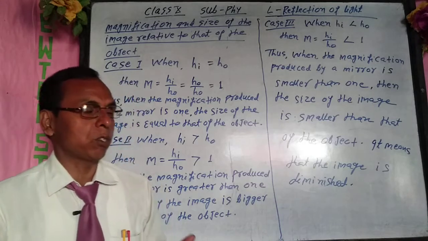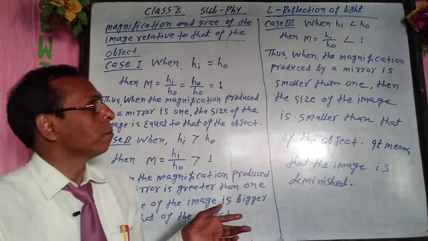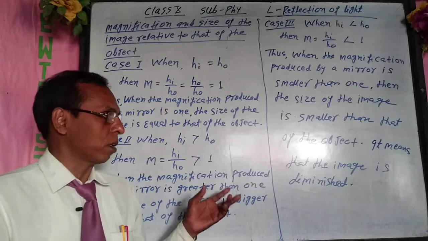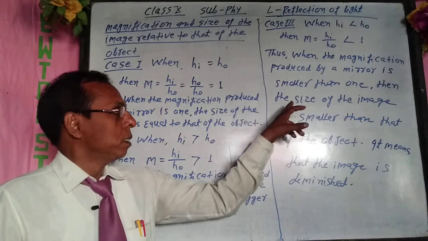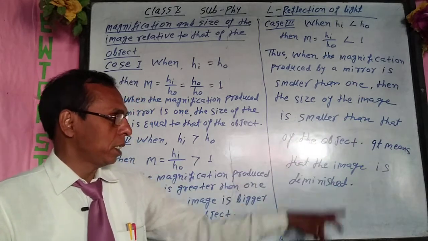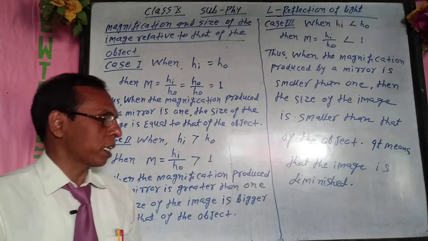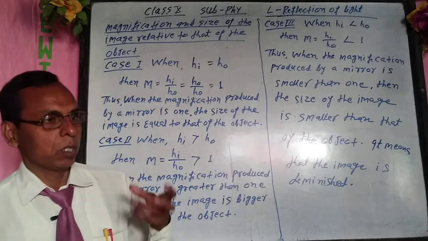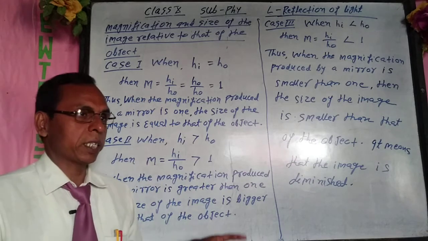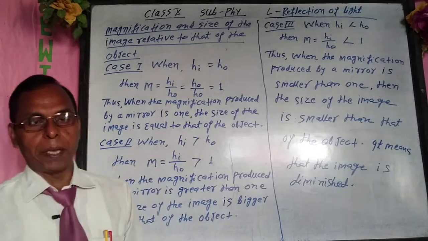यदि मैग्निफिकेशन जो है स्मॉलर देन 1 होगा तो ये रिप्रेजेंट्स करता है, शो करता है कि इमेज का हाइट जो है ऑब्जेक्ट हाइट से स्मॉलर होगा. The size of the image is smaller than that of the object. It means that the image is diminished. ये रिप्रेजेंट करता है, शो करता है, डिमिनिश्ड मीन्स छोटा, कि इमेज का हाइट जो है ऑब्जेक्ट हाइट से स्मॉलर होगा.